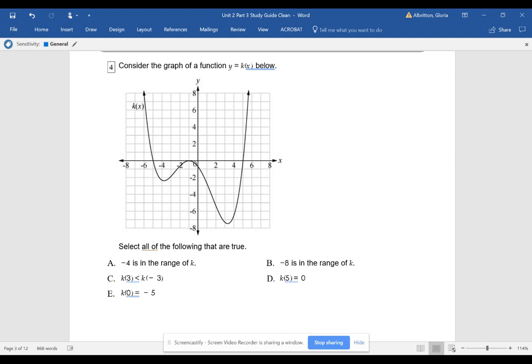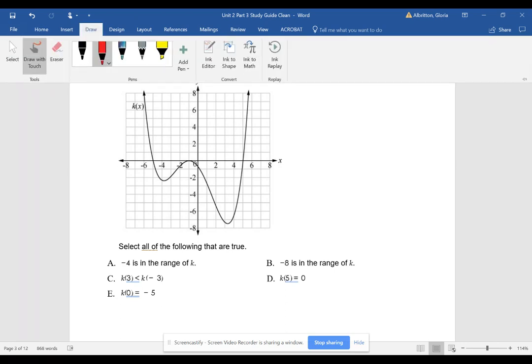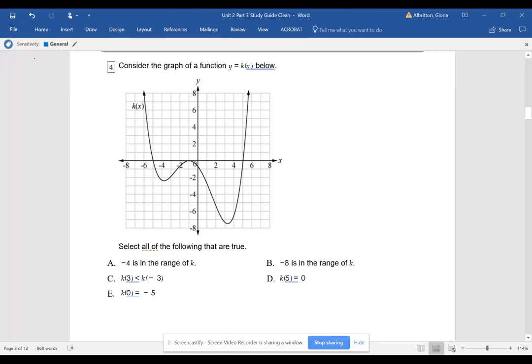Remember, range is the set of all y values. Range equals the y values. And if we're looking on a graph to find the range, we're looking from the bottom to the top. Remember the height, because the y-axis is vertical. So from the bottom to the top, how tall is this graph? And I can see that it starts down here, and I can see that it goes all the way up here.